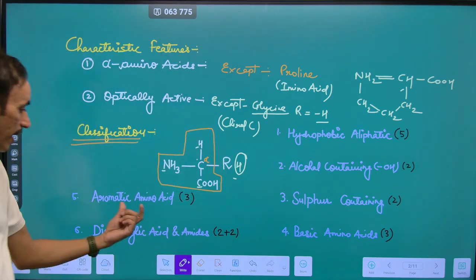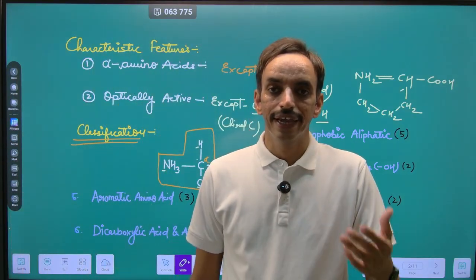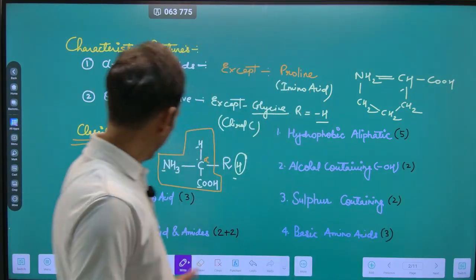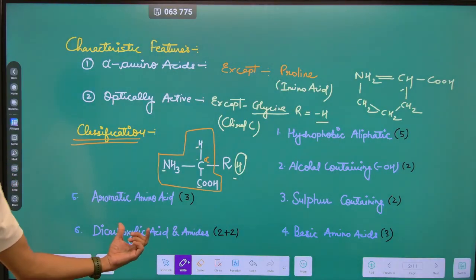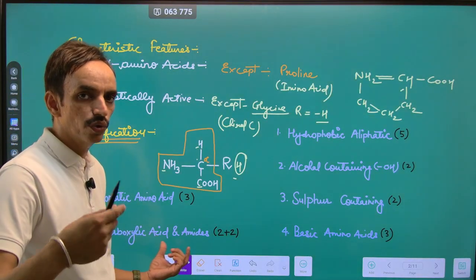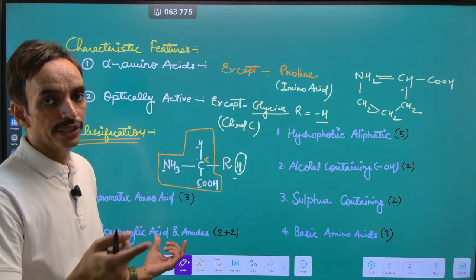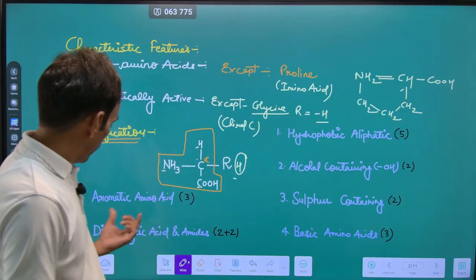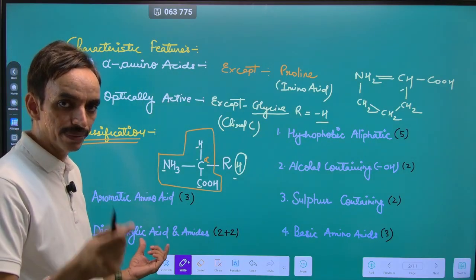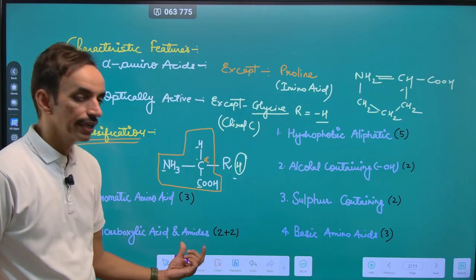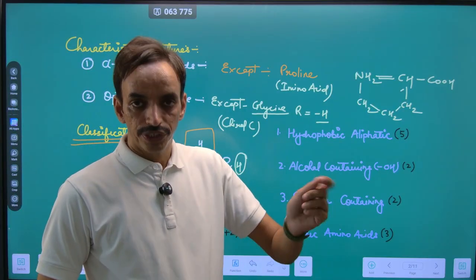There are aromatic amino acids, which include phenylalanine, tyrosine and tryptophan, and there is another group known as dicarboxylic acids, which includes aspartic acid and glutamic acid, which, as we already stated, also act as neuroexcitators. There are dicarboxylic acids in the form of glutamic acid and aspartic acid, and we also have their amides in the form of glutamine and asparagine.